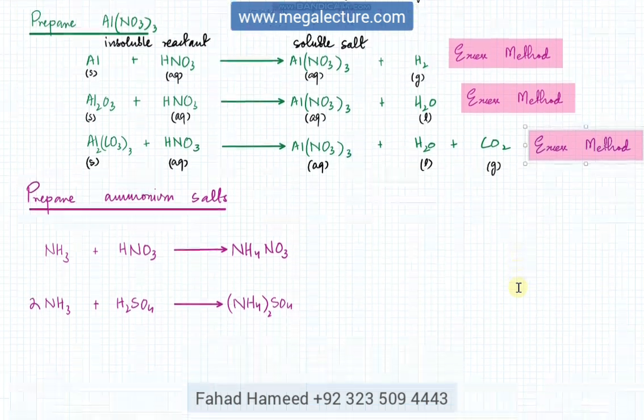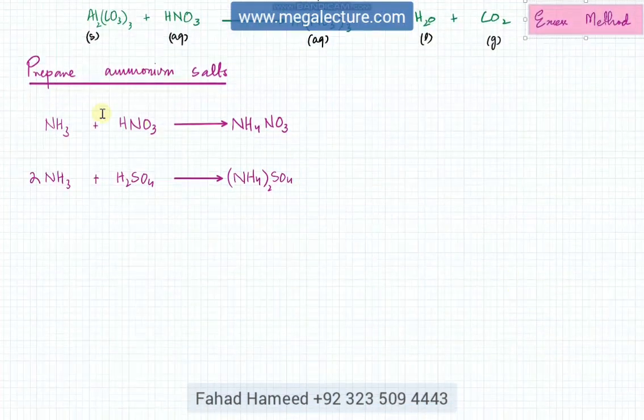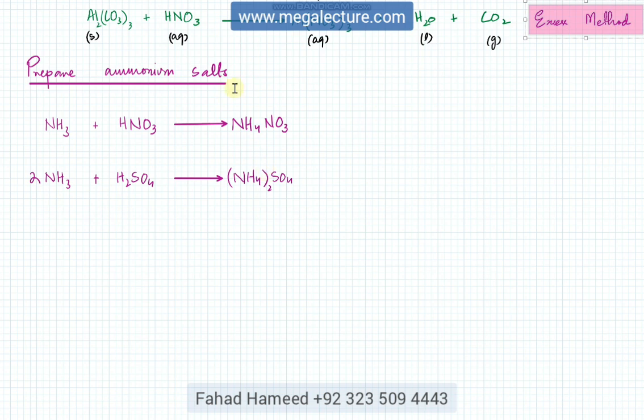And let's move to the last one, ammonium salts. We had the reactions, so I just want to figure out what method I'm going to use. Remember, ammonia is soluble. Ammonium salts and ammonia, they're all soluble. So this ammonia is aqueous. Nitric acid, acids are all aqueous. Ammonium nitrate, that's also aqueous. This ammonia over here is aqueous. The acid is aqueous as well, and the salt that's being produced is also aqueous.